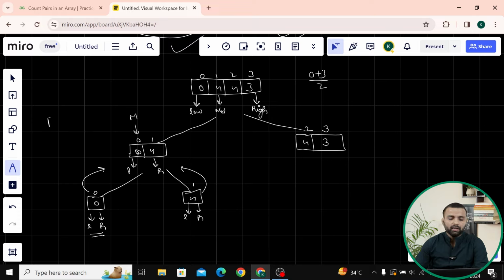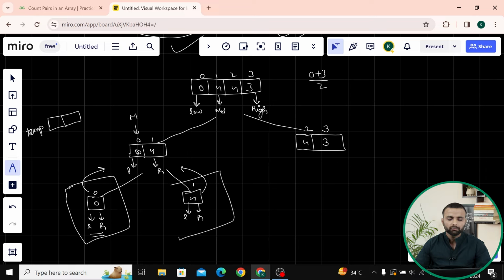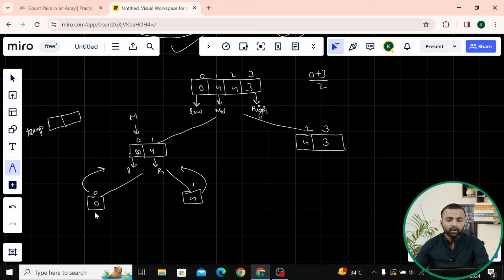Now we make a temporary array of size high minus low plus 1, which helps us to sort the subarray. It helps us store that sorted part. Here, my low is pointing to index 0, high is pointing to this, and my mid is pointing to this. So I just divide that array into two halves. First is this, second is this.